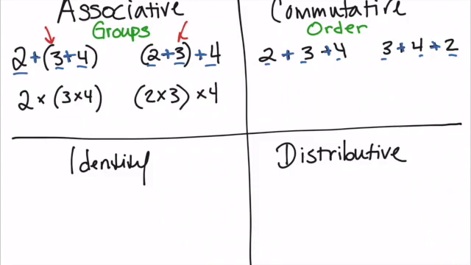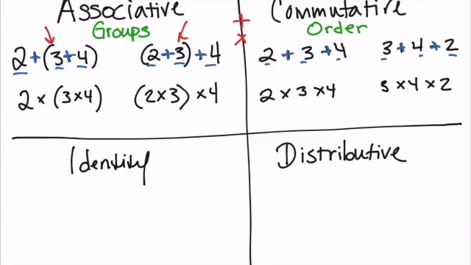And it works the same way with multiplying. If I have 2 times 3 times 4, as long as I keep those same three numbers and stay with multiplying, 3 times 4 times 2 will get me the same exact answer. All right, so the commutative property changes the order of the numbers. Now notice, both of these only work for adding and multiplying. That's it. Doesn't work for subtraction, doesn't work for dividing.